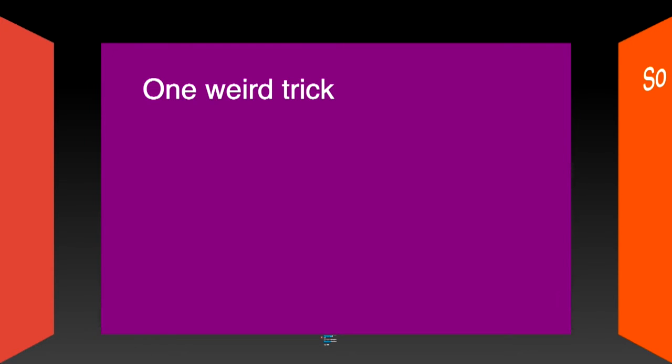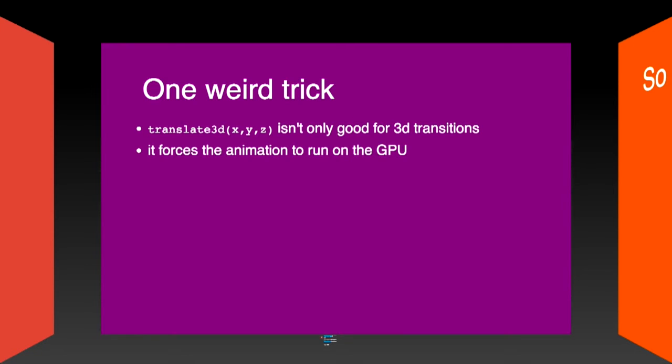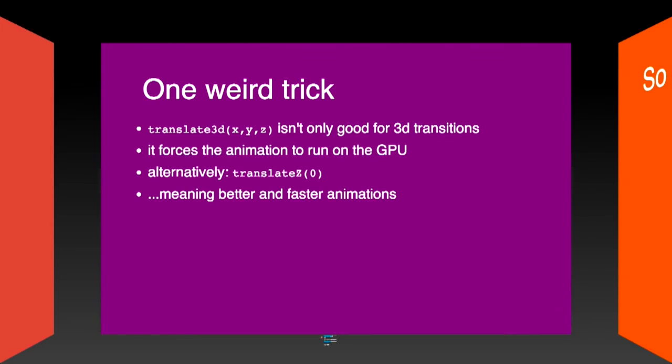I thought I'd mention one weird trick that I came across. Translate 3D is not only good for 3D transitions, it forces the animation itself to run on the GPU. This, particularly for mobile processors, makes it run a lot faster and a lot smoother. You can also force that by setting a translate Z. And I recently changed a native app for iOS into a web app, and the people who hired me to do so said it actually ran just as fast as the native. So that's a good thing.